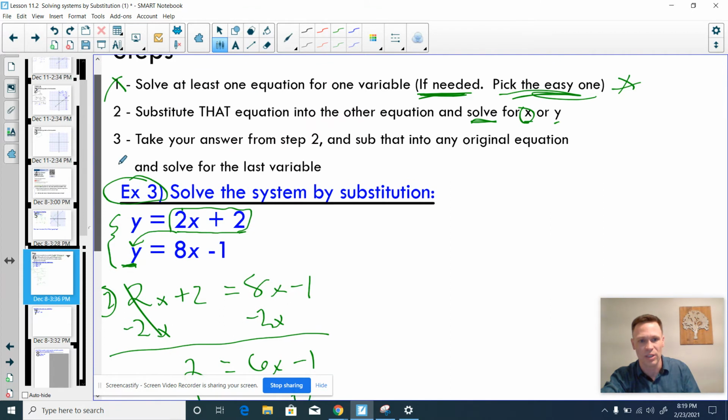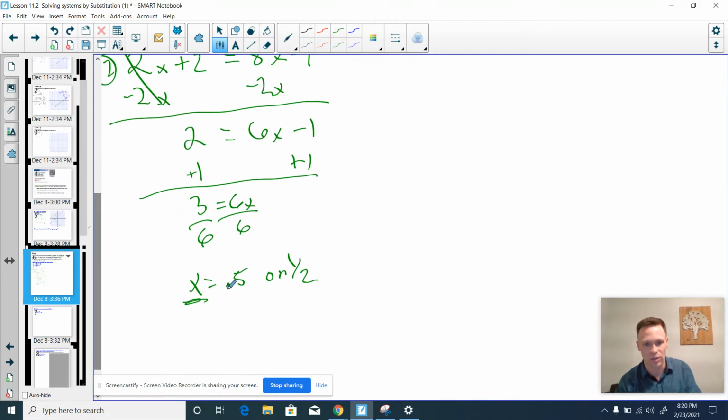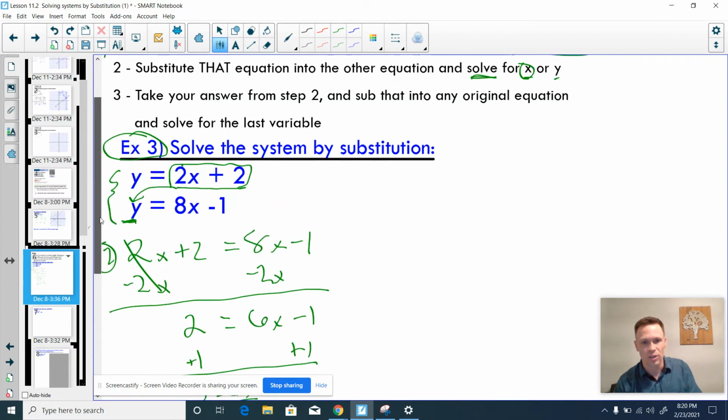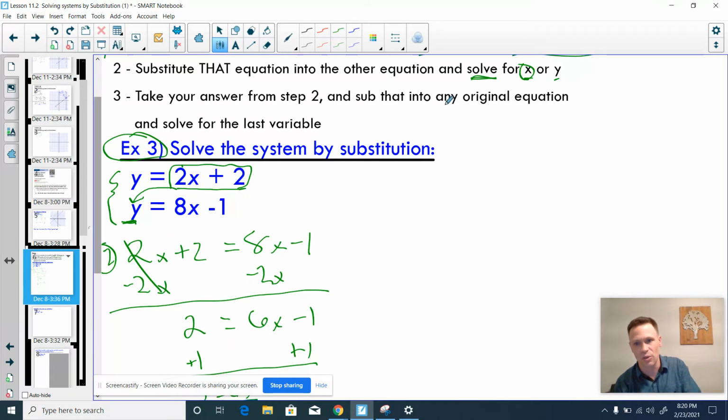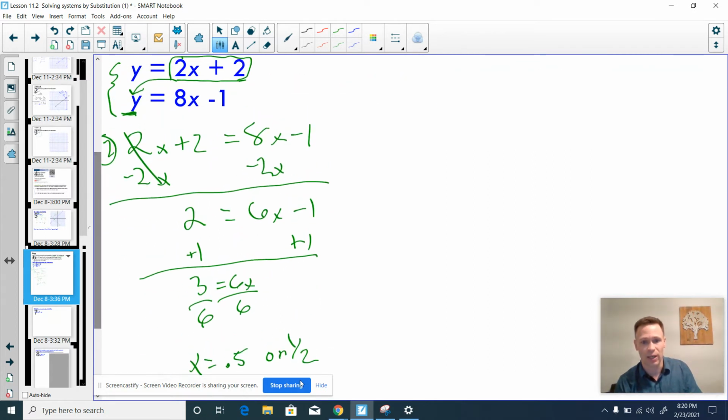So what does step 3 say? It says take your answer from step 2. So in our case, it was x equals 1/2. Take the answer from step 2 and substitute that answer into the original equation and solve. So what I can do here is now take this 1/2 and substitute it in either this equation or that equation. It makes no difference.